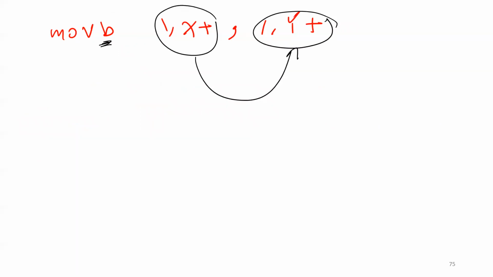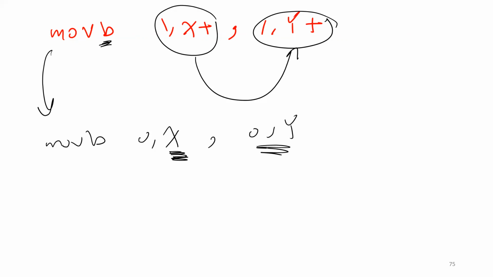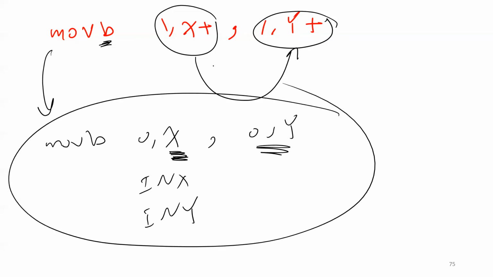Okay, guys. To make it simple, what this instruction is going to do is move the byte in the location pointed to by X to the location pointed to by Y. Also, it's going to increment X and increment Y. You got it? As I explained before, 1 comma X plus, so this one is going to be 0 comma X, and then increment X by 1, because of the 1 here. Is that okay?